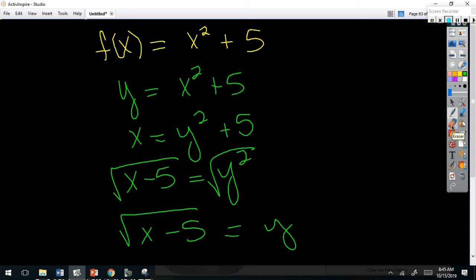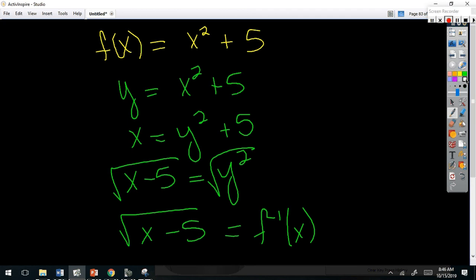So this is really not y anymore. It's the inverse, always going to be once you solve it. All right, so now that's it. That's it for finding it algebraically.